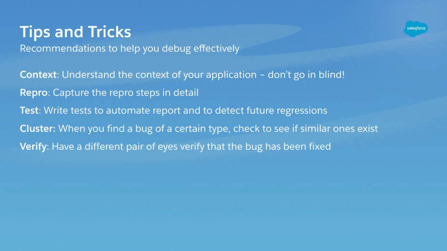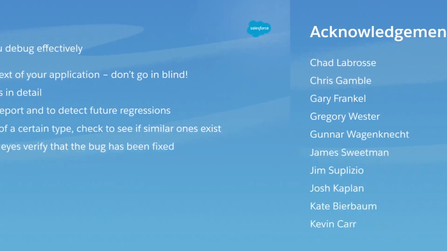Get the context right, get a repro step that's reliable, write tests first, think about if you encounter a bug of a particular type, that another one is bound to be there, and of course, have a different set of eyes to verify this. All right?